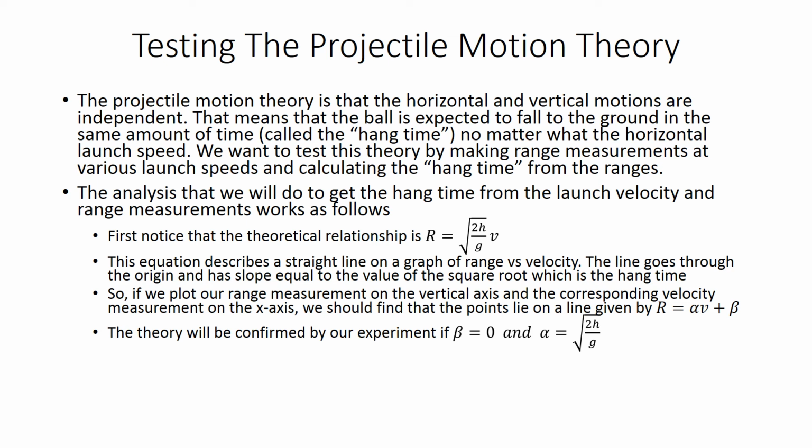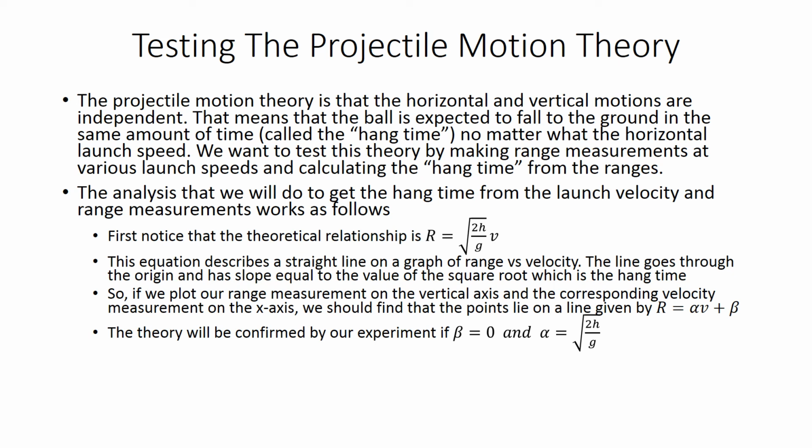Now we get to what this experiment is really all about. Ultimately, we're conducting it in order to test the theory of projectile motion, which is that the horizontal and vertical motions are independent. That means that the ball is expected to fall to the ground with the same amount of time, which is called the hang time, no matter what the horizontal launch velocity. And we want to test this theory. And we'll do it by making range measurements at various launch speeds and calculating the hang time from the ranges.